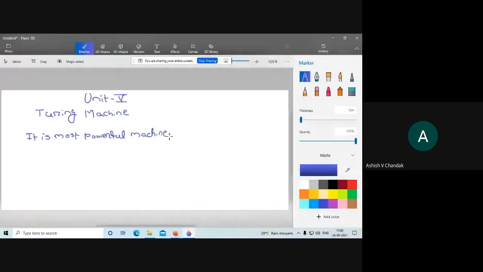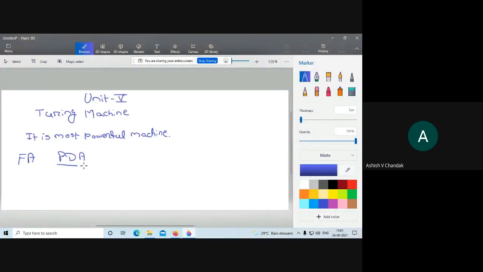Turing machine can perform addition, subtraction, division, multiplication, one's complement, two's complement. It can perform mathematical operations. It can accept patterns. It can accept a set of strings. It will accept regular language. It will accept context-free language. That's why Turing machine is more powerful as compared to finite automata and PDA.